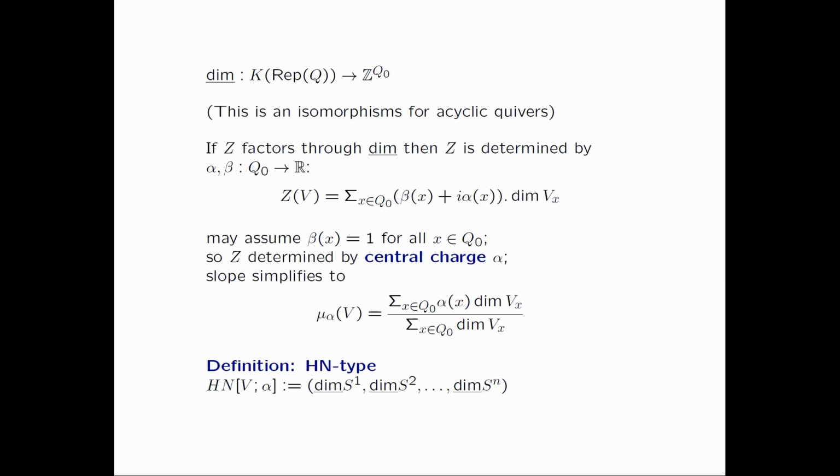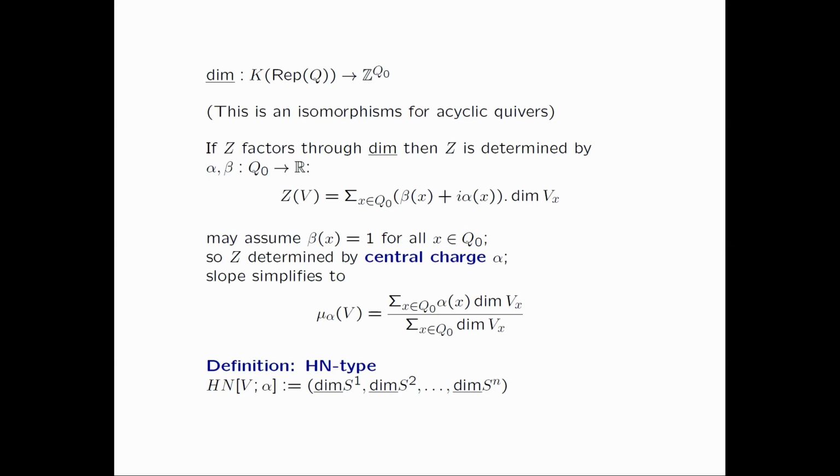Now, again, it's probably not surprising. The real difference is in the relation between alpha and beta, because ultimately we are just interested in the slope. So actually, we don't lose a lot if we just assume that beta is always 1. So the whole thing is now we are interested in the central charges, alpha. Everything Z is completely determined by that map from Q0 to R.